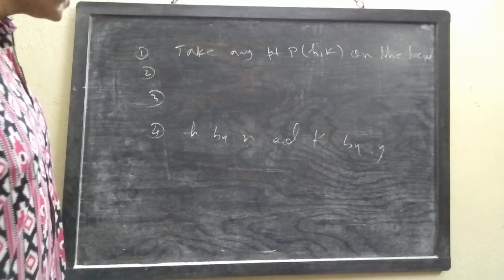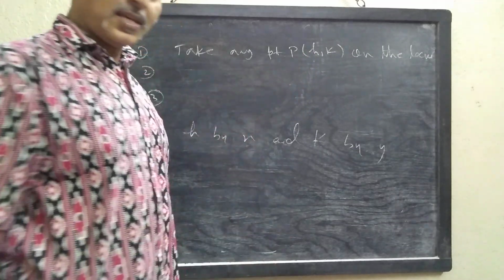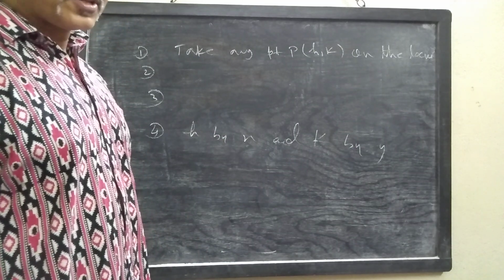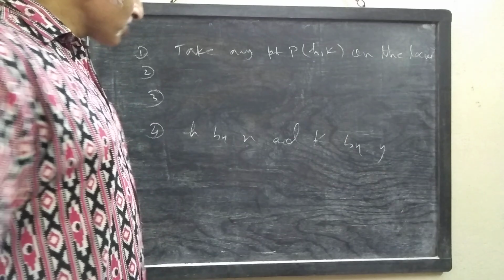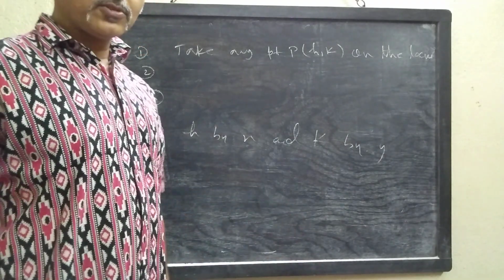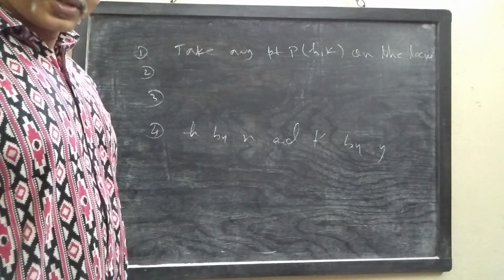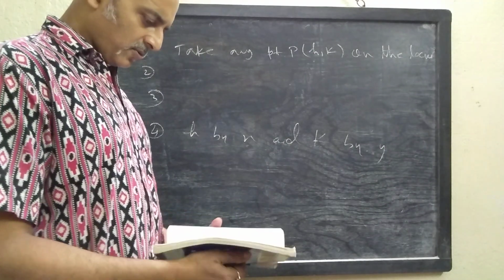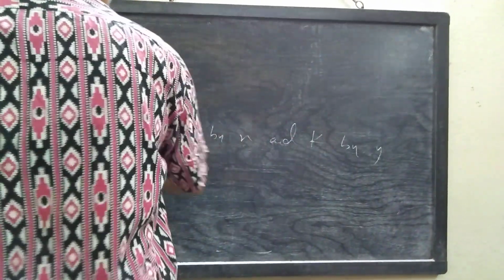So there are 4 steps. First step, take any point P(h, k) lying on the locus. In the second step, write down the conditions given in the problem involving h and k. In the third step, try to find a single relation between h and k. And in the fourth step, substitute h by x and k by y to get the equation to the locus. These are the simple 4 steps to find the equation to a locus. So let us start the first problem of this chapter.